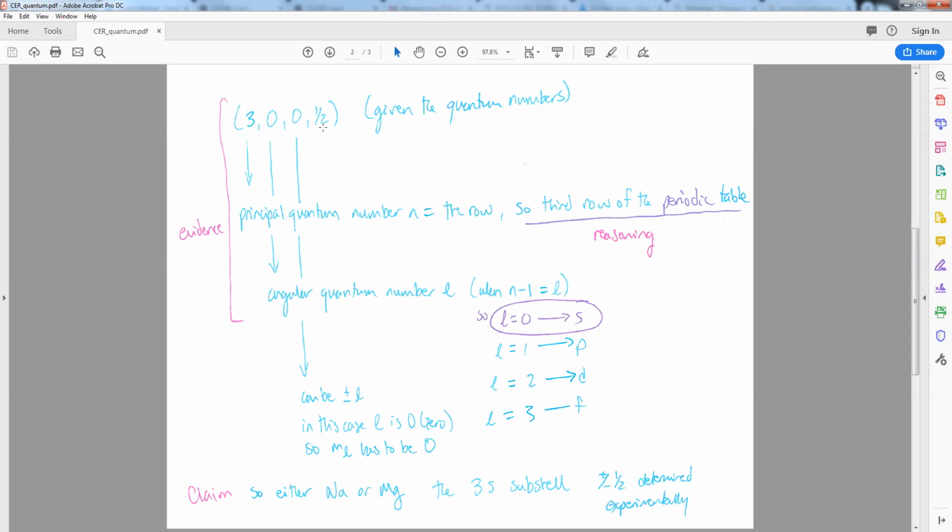But what's really great about this is I know because my l is 0 and my m sub l is 0, that means that this electron, right, is either sodium or magnesium because it's in the 3s subshell. So whether it's a positive spin or a negative spin, I don't yet know, but I know that it's in the s subshell. I know that it's principal quantum number 3. So you could write a claim evidence reasoning statement based on that information. Hopefully this is helpful, gives you an opportunity to review quantum numbers and think about how to write a quality claim evidence reasoning statement. Thanks again.